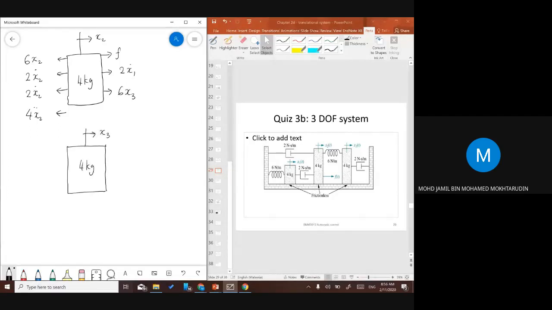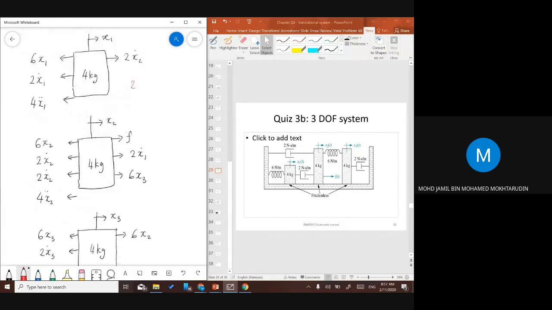So on the box X3, you have spring and damper. So spring, damper. And then the spring is also connected to X2. So you have 6x2, don't forget the inertia, 4x3 double dot. Okay, so if you get your free body diagram correct, each free body diagram 2 marks, okay?